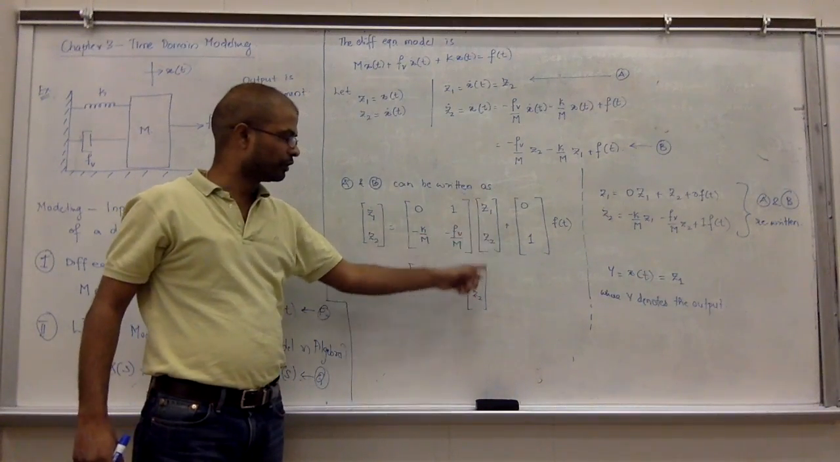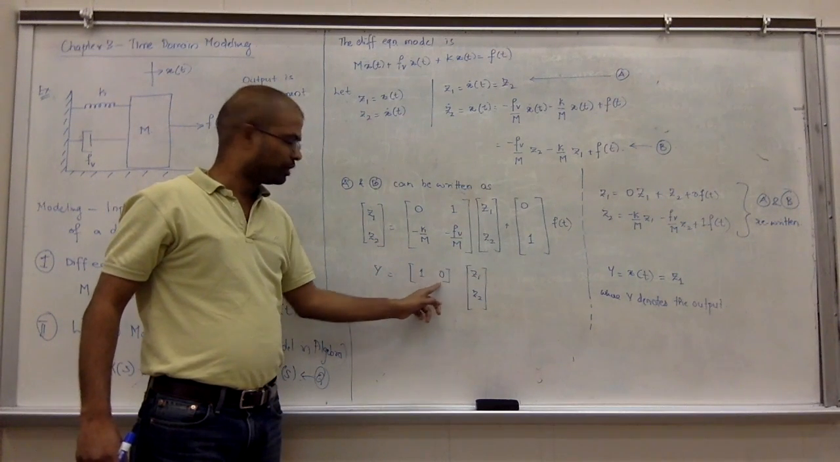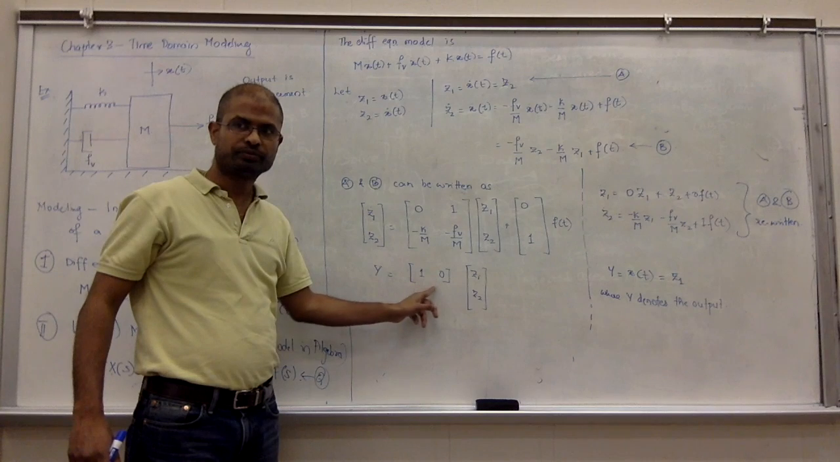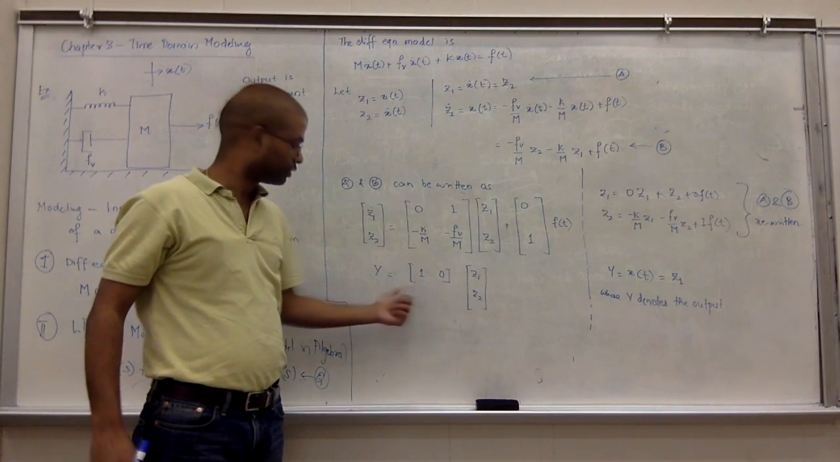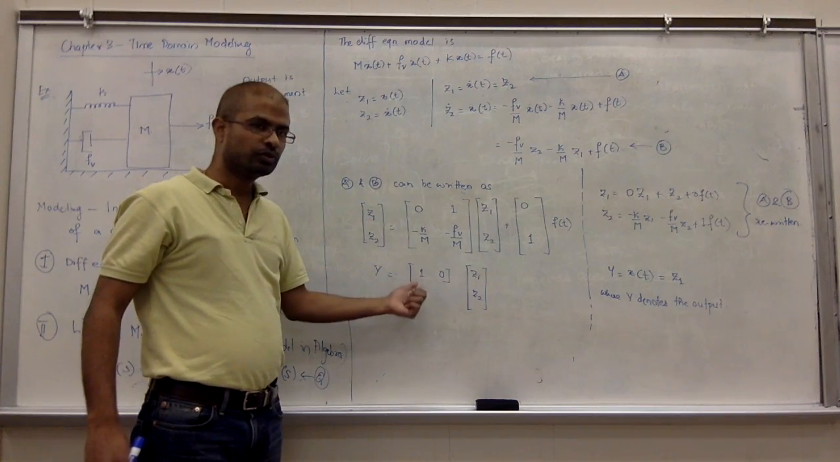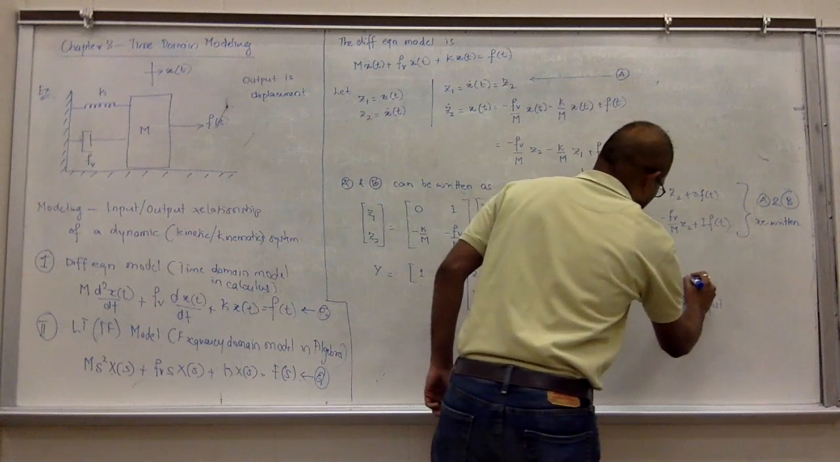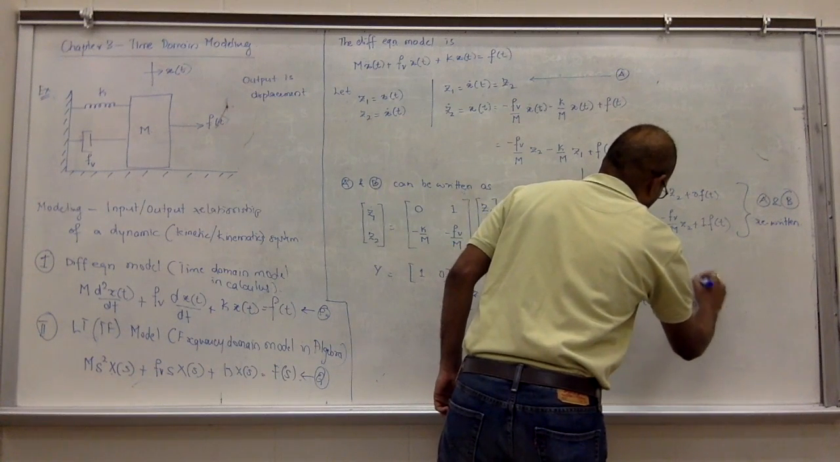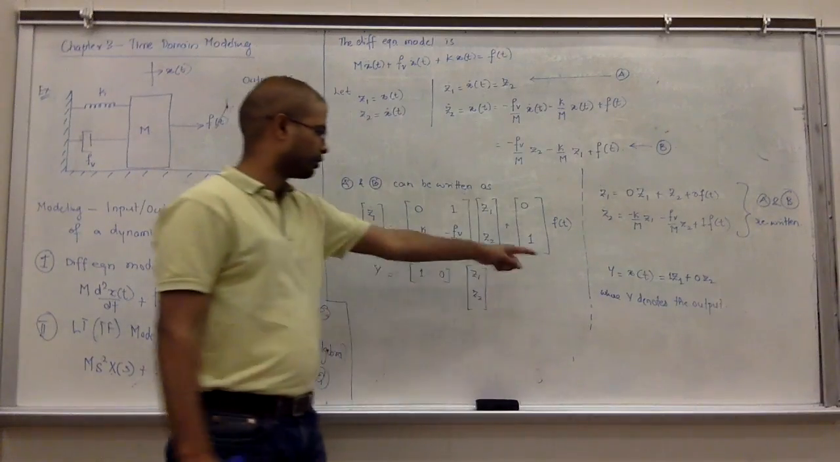There's a particular format we're trying to follow. So z1 and z2 is kept the same. I have to just populate this matrix. It's 1, 0. So if you multiply, what are you going to get? You're going to get y is equal to 1 into z1 plus 0 into z2. That's what is written.